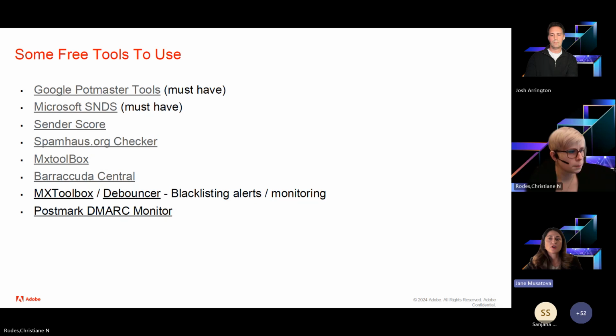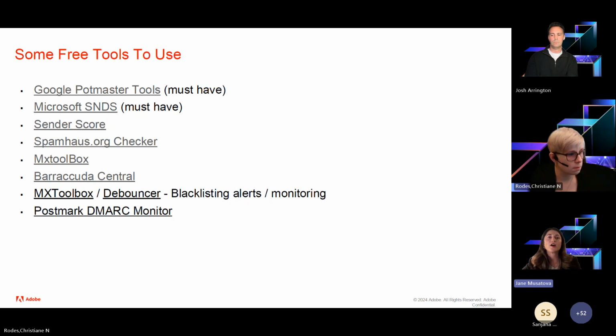The Sender Score and Spamhaus.org checker will give you an idea of what your sender score is, and it will check your IP address. You will see how your IP address has been performing on a daily basis. And that's also something that you want to check quite frequently. If you check it today and it's great, it doesn't mean that in a week or in a month after you send a million emails, it's still going to be the same. So keep an eye on it.